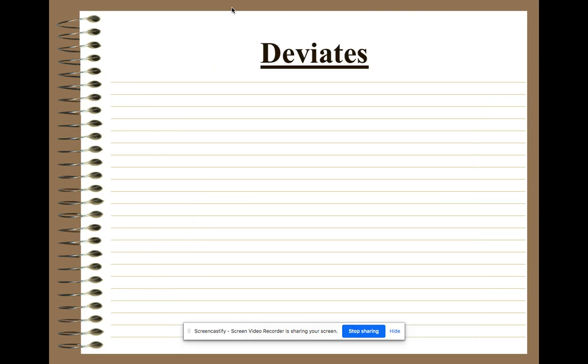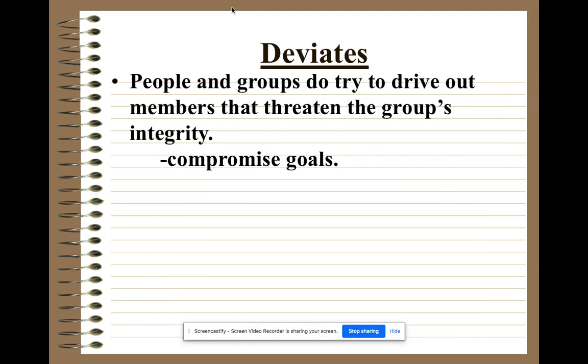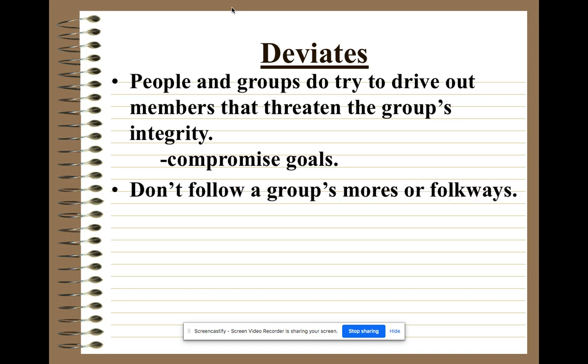Now, last but not least in this unit is the idea of deviants. People that don't fit into what society does, or people that don't go along with reference groups and compromise the goals of the group. All right, so they don't follow things called mores and folkways, which are just generally like the generally accepted rules of society.